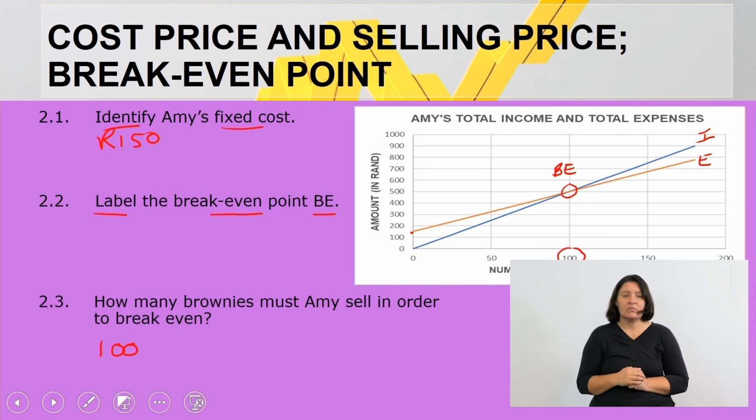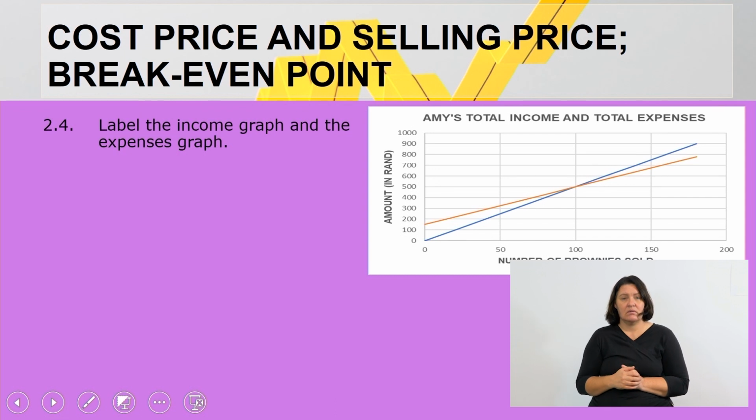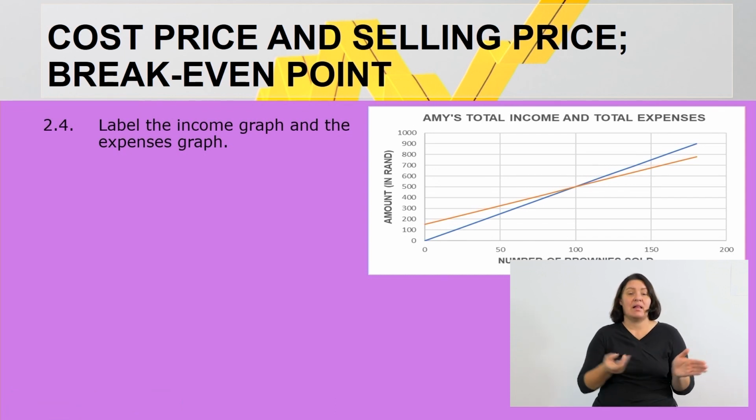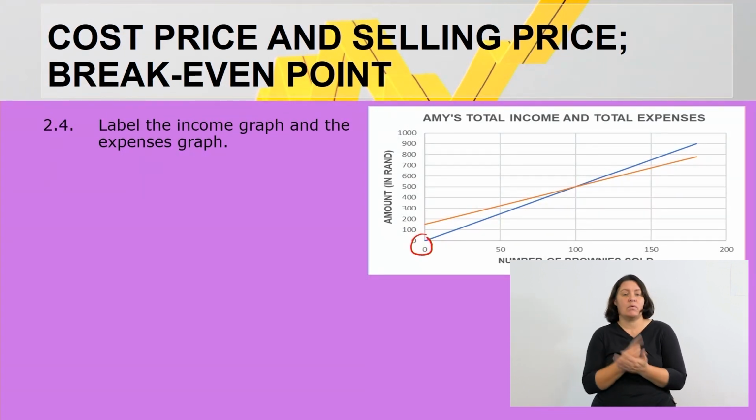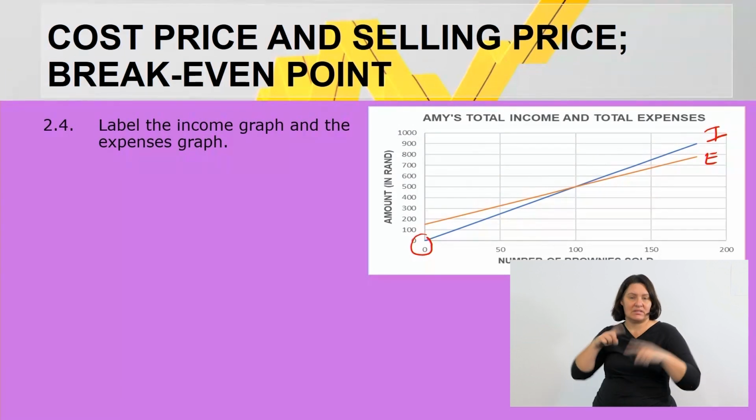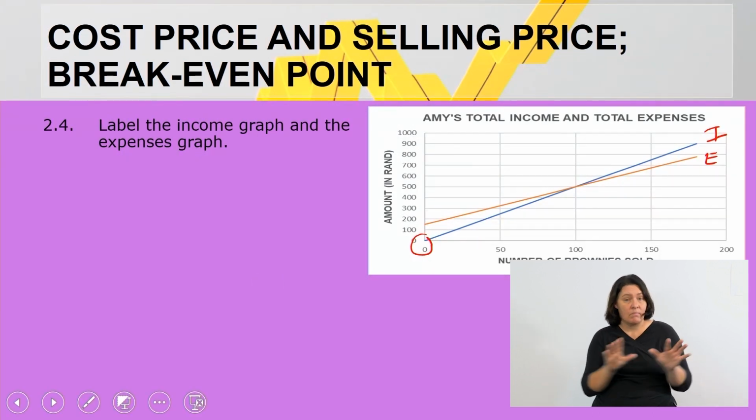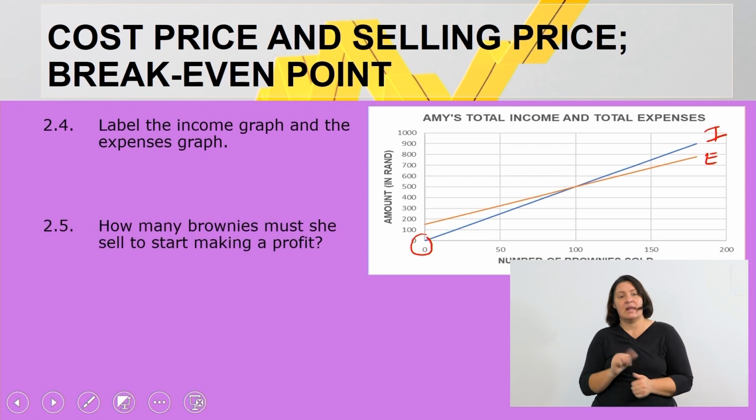Let's look at another question. At 2.4, it says label the income graph and the expense graph. As I said previously, if there are no sales, there will be no income at this point in time. That's always what I want you to look at. So that will be our income graph. Clear? Then, if that's the income graph, we immediately know this becomes the expenses graph. I hope that is all fine. Moving on now to the next question.